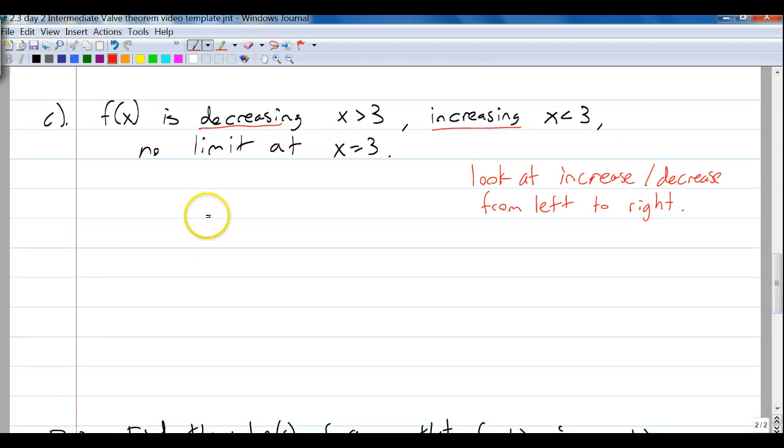So what that means is, I'm going to just make some random thing here. We're at 3, it looks like. 1, 2, 3. There's no limit at 3, which means it's going to be a jump discontinuity because it's split. And we have, so I'll put a point here, just whatever here, and then a point here. And so when it's to the right of x equals 3, it's decreasing. So that means that I need it to go down from this point. So you can just draw that.